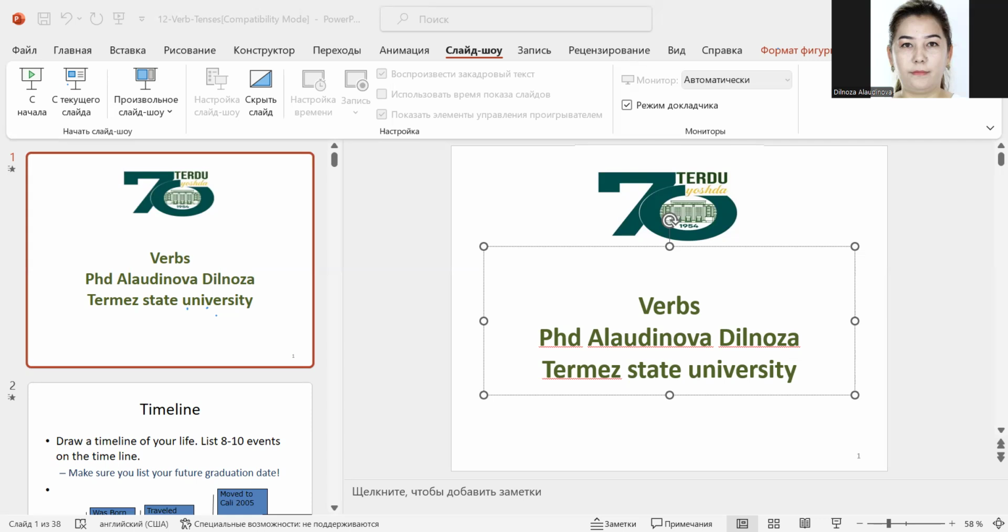Next, the 12 English verb tenses: 3 simple tenses, 3 perfect tenses, 3 continuous tenses, and 3 perfect continuous tenses. Present simple: you walk, I run. Past simple: you walked, I ran. Future simple: you will walk, I'll run.